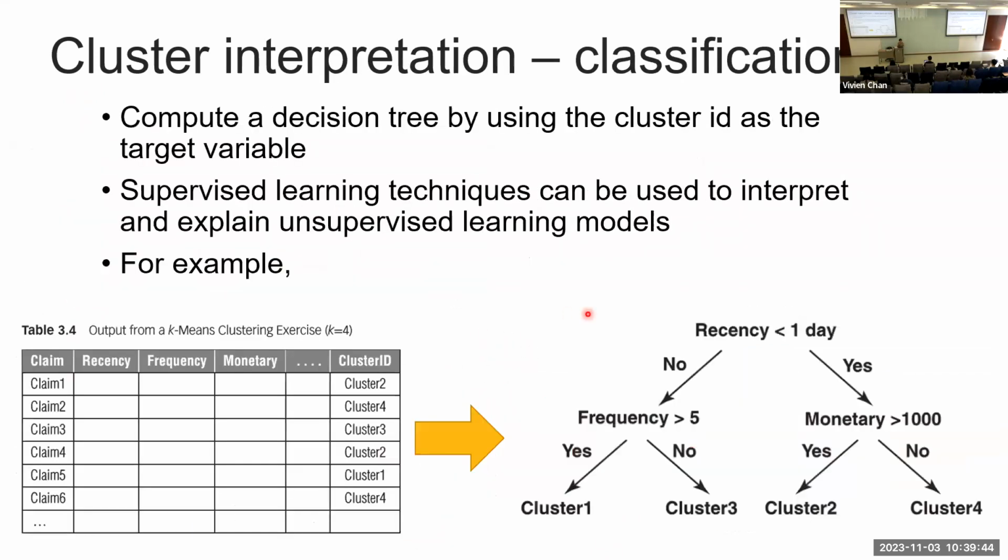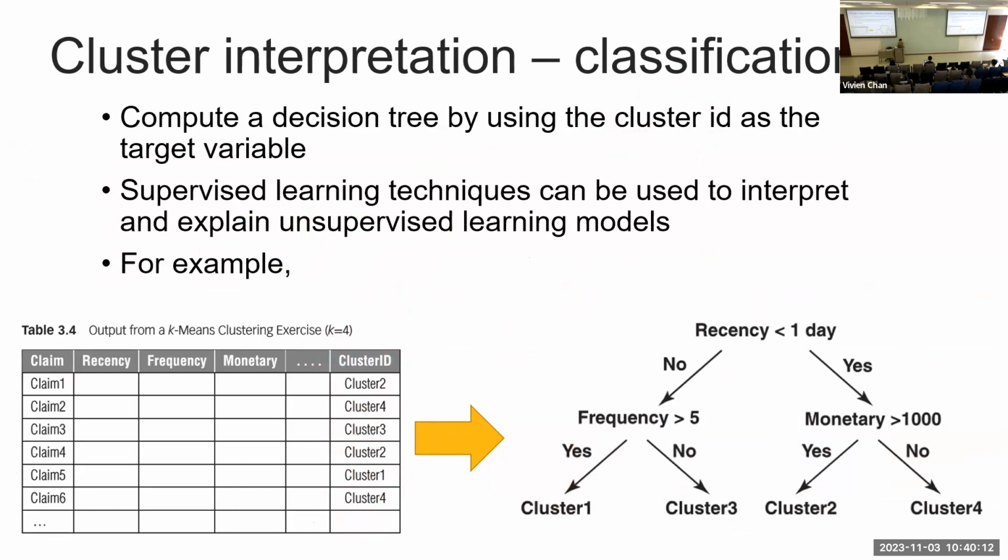So the other way is using a classification tree, which means you build a decision tree. So how to build a decision tree? As I said, after performing the clustering, you will have the cluster ID. So you basically just insert the cluster ID back into your data set. Then that means now you have a labeled data set.